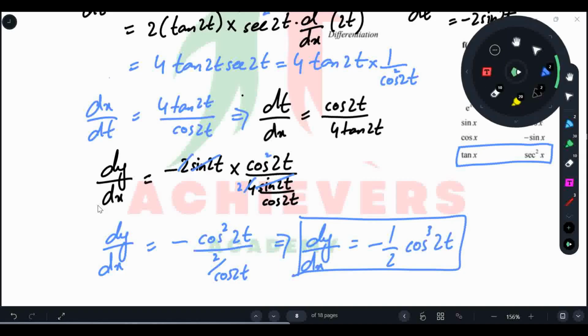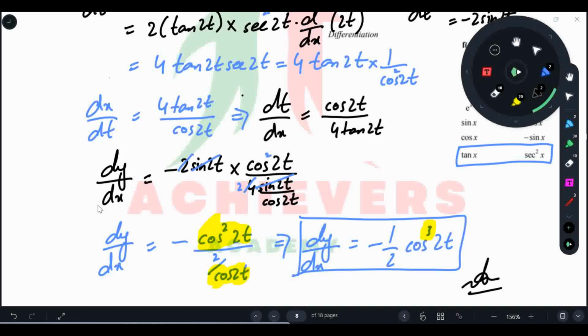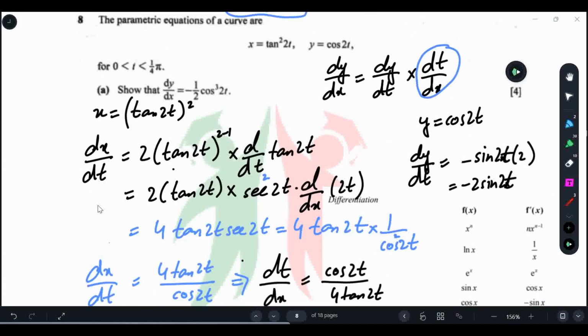Let me check what the requirement of the question was. So we know that we can shift cos 2t to the numerator and multiply it. So that is why this will be cos cubed of 2t. Now this will be minus 1 by 2 cos cubed of 2t. Yes, this is what was required.